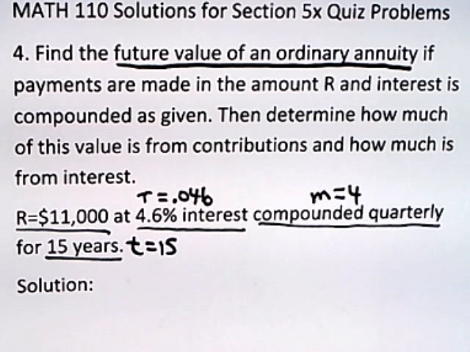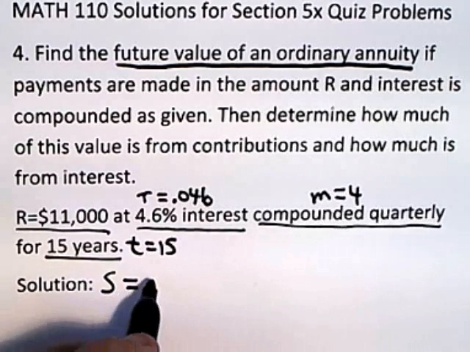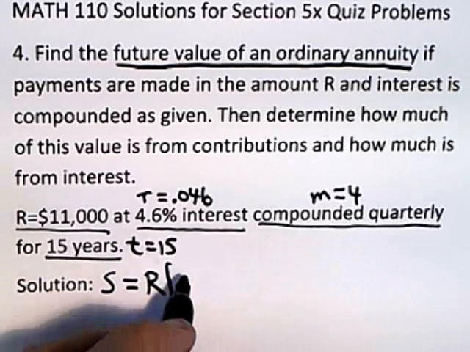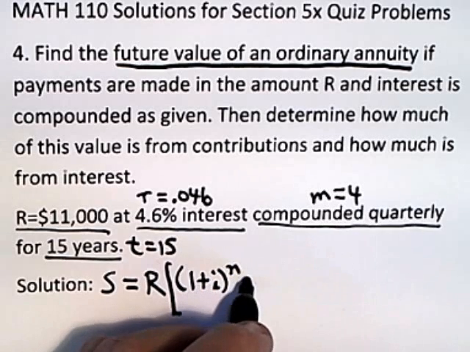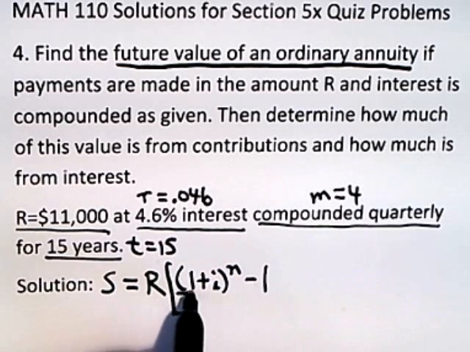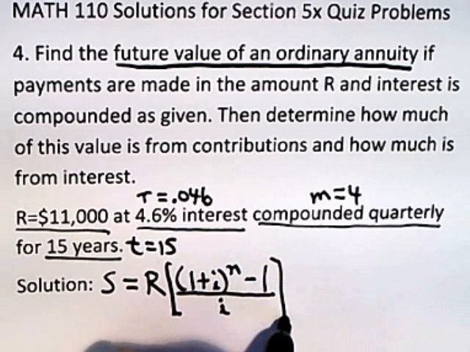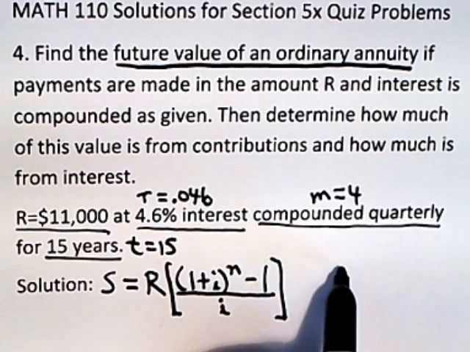Now, of course, you have to know your future value of an ordinary annuity formula, and it happens to be S equals R, which is the periodic payment, times this quantity, which is 1 plus little i to the little n minus 1 in the numerator of a fraction, divided by little i, which is the denominator of the fraction. That is your formula. Now, of course, you have to know what each thing is.